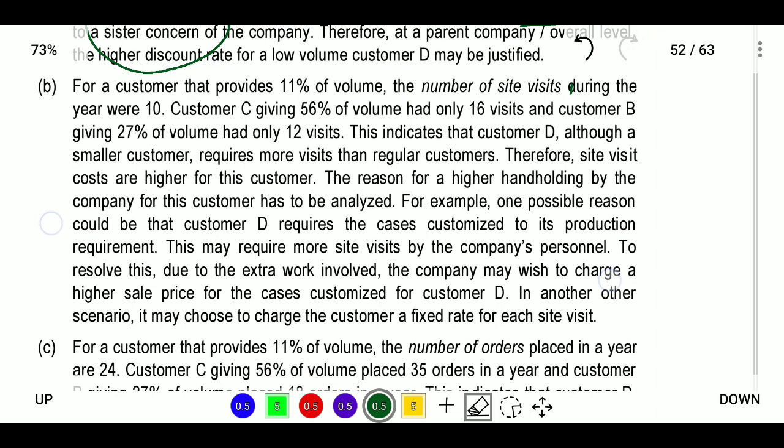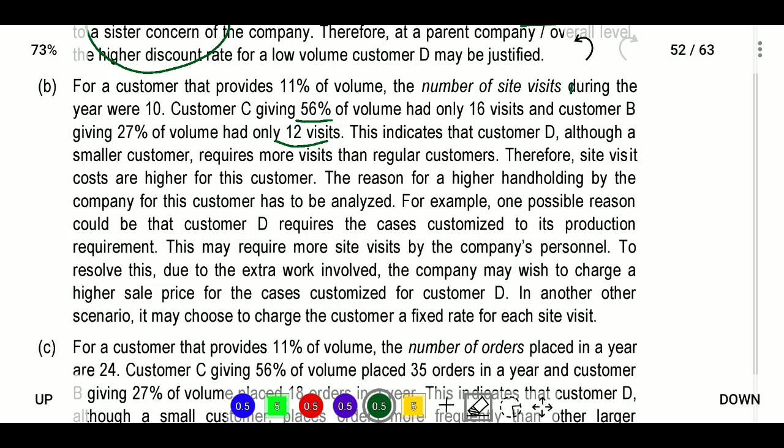Now customer C gives 56% volume and had 16 visits, and customer B has 12 visits. B has fewer visits and his volume is also different. Volume is less in B's case and C has more volume, but visits are also higher. This indicates customer D and other small customers require more visits than regular customers. Therefore, site visit cost will be higher. The reason he is getting low profit is that he is getting more site visits, so for site visits, he incurs site cost.